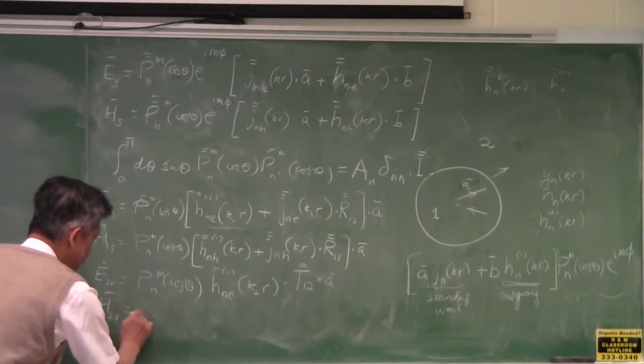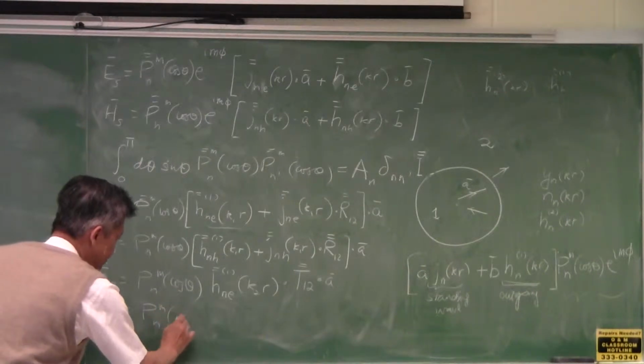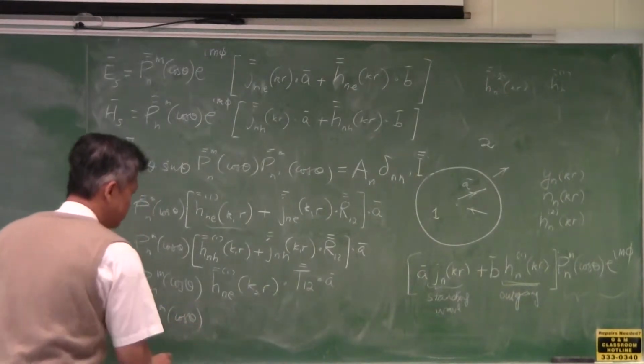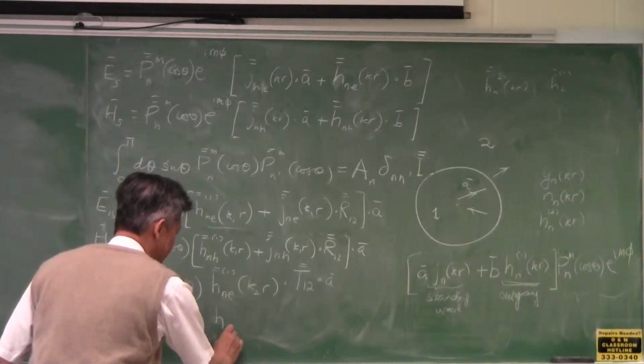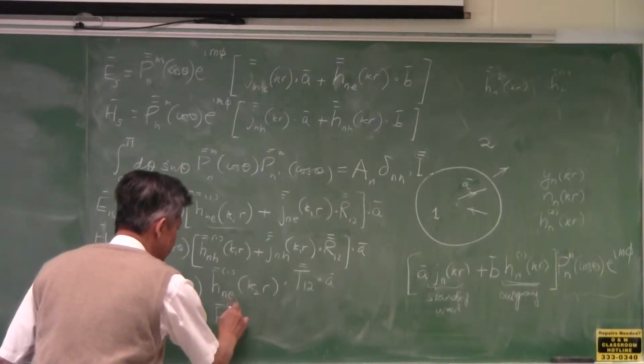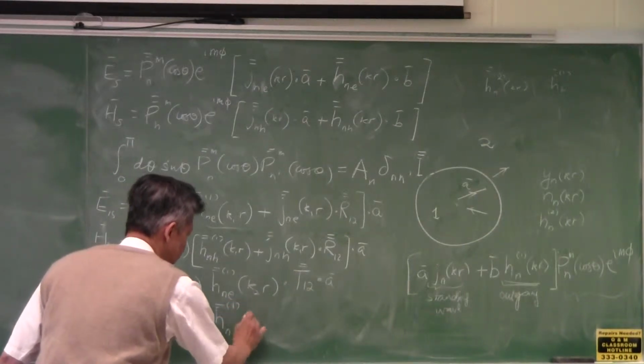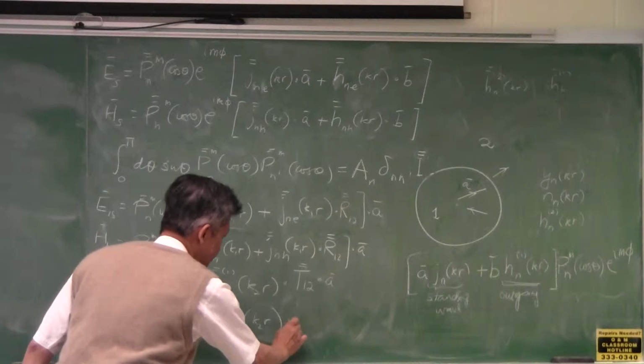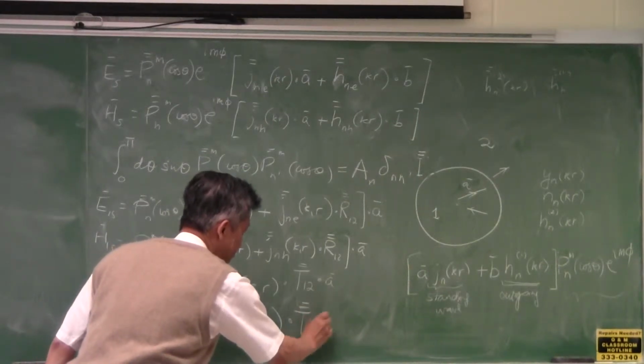And then I can write down the H field in region 2, very similar to this, and then H_n^(1)(k2 r) times T12 A.